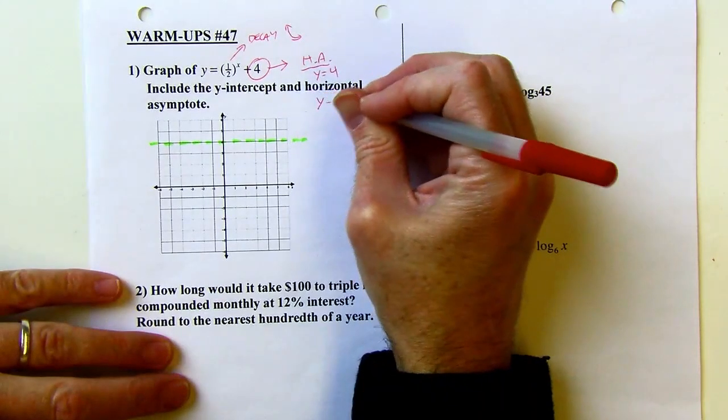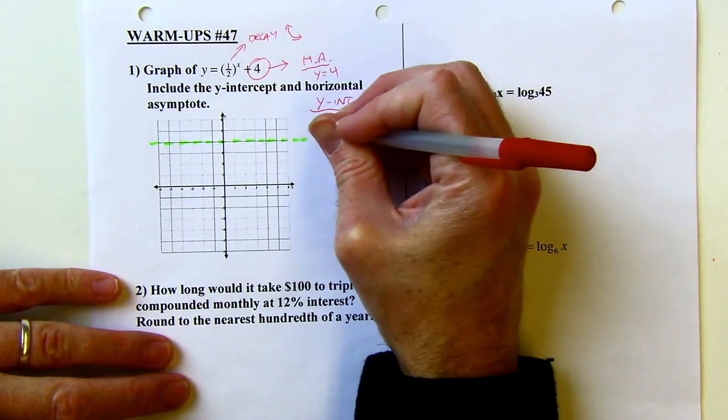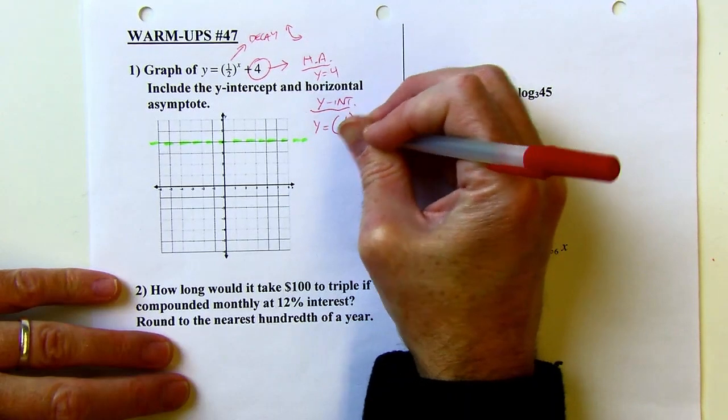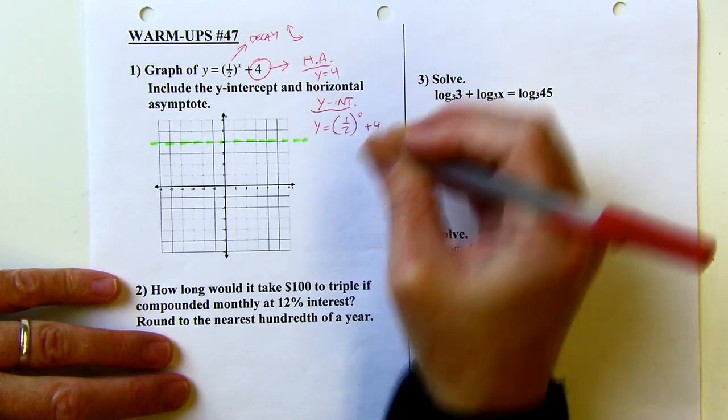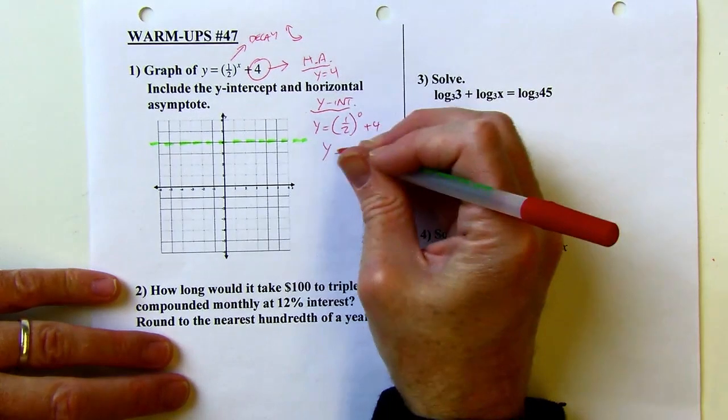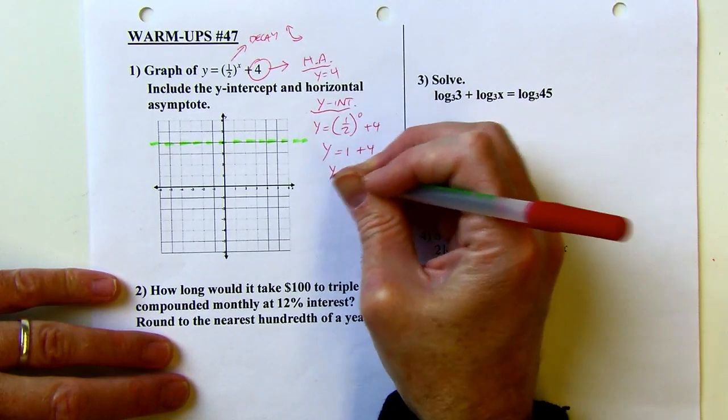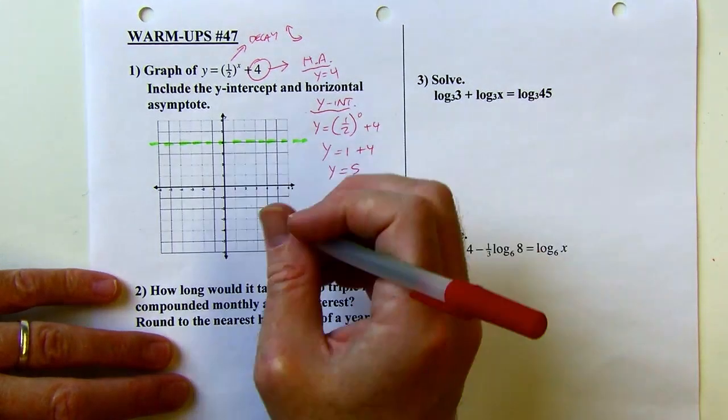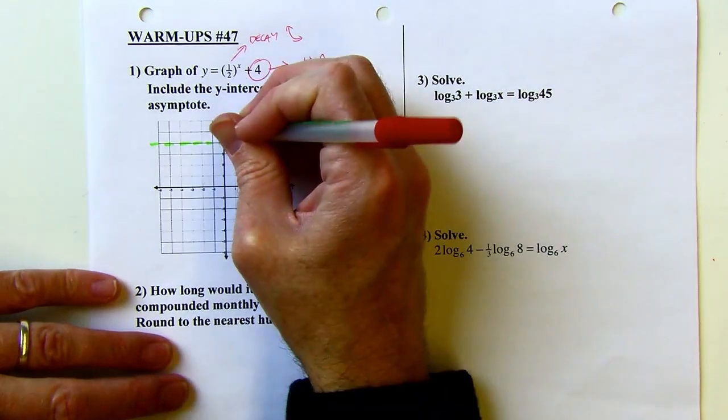All right, and then let's find the y-intercept. So for the y-intercept, I'm going to plug in 0 for x. Okay, anything raised to the 0th power equals 1. So that means y equals 5 is my y-intercept.